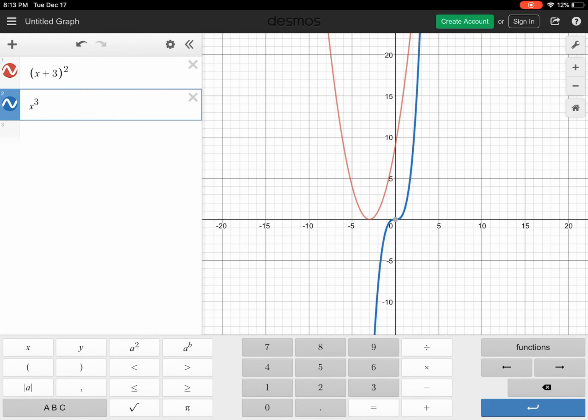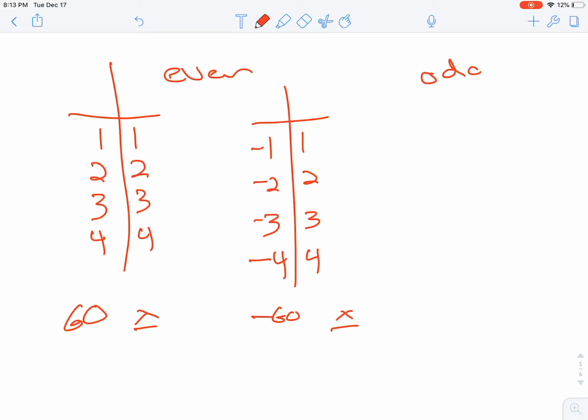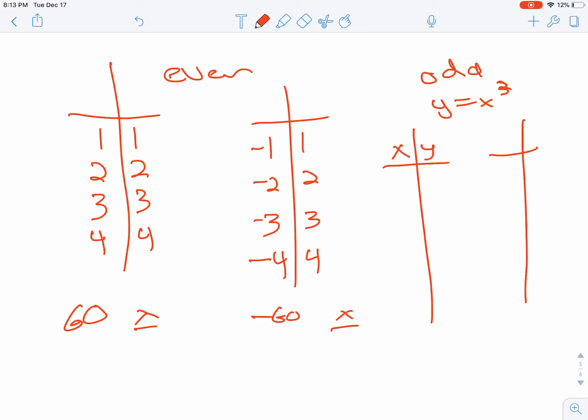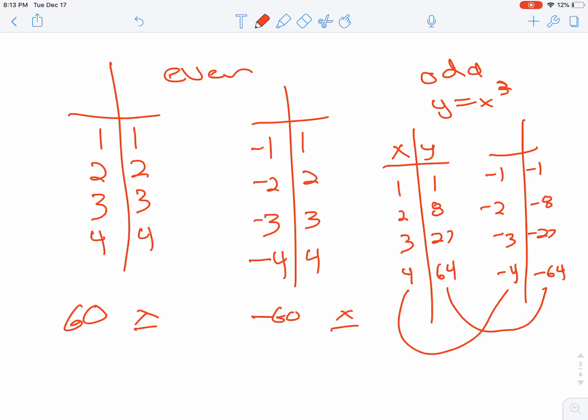Okay, and the rule for that one is, for the odd ones, if I have something like y equals x to the third, actually, no, I don't want to do it that way. Let's just use the same numbers that we used on the other side. 1, 2, 3, 4, -1, -2, -3, -4. So I get 1, 8, 27. 4 to the third is 64. When I plug in -1, I get -1, -8, -27. That's odd, okay? So I end up getting the opposite on both. So these numbers are opposite, and those numbers are opposite too, unlike what was going on over here.